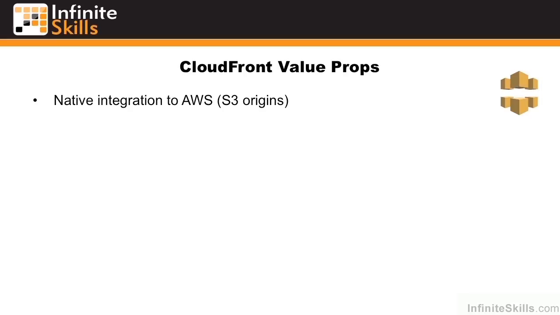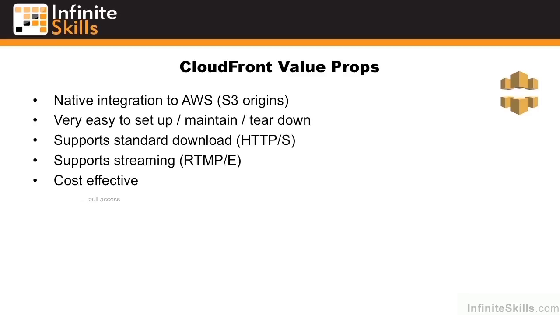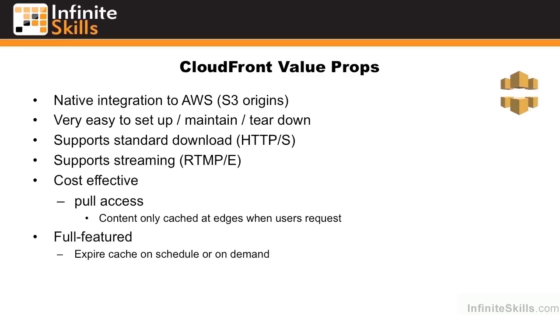CloudFront value propositions are that it has native integration to AWS. You can specify S3 buckets as origins for the file. They're very easy to set up, maintain, and tear down. They also support standard distributions via HTTPS and streaming. They're very cost-effective, and they only use pull access, so that content is only cached at the edges when the users request. They're actually also very fully featured, with the ability to expire the cache on schedule or on demand. For example, if somebody pushed out a bad JavaScript file at a 2 a.m. push on a Friday, you can expire that bad file out of CloudFront on demand. You can also set headers.